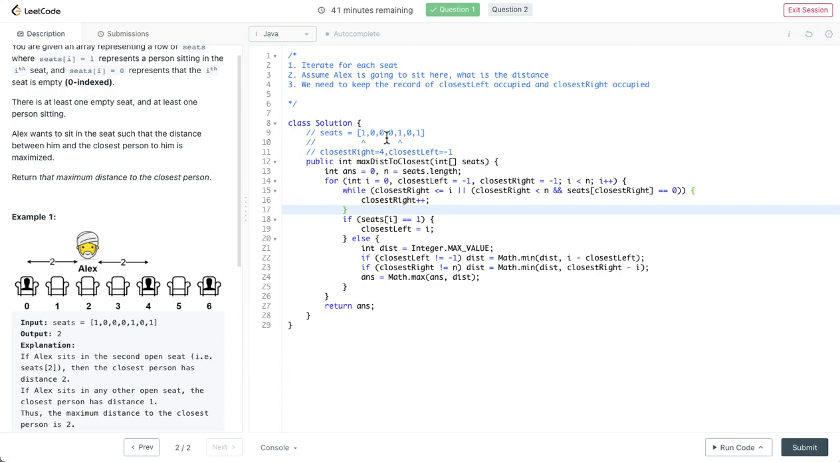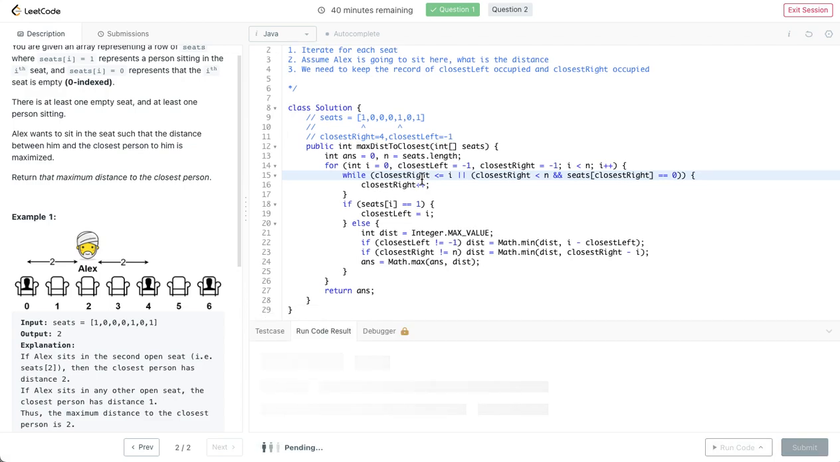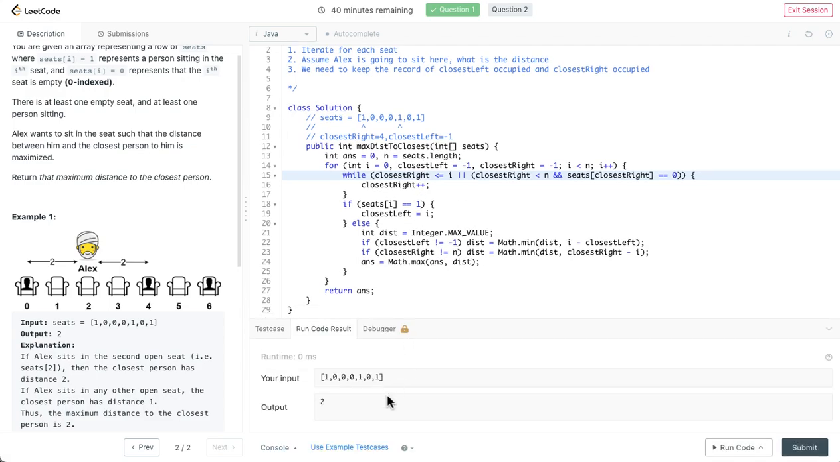So the time complexity is going to be, although it seems like it's doing a nested for loop here, however, this one is actually two-pointer. So this closest right, which increments on its own, is nothing related to this increment loop. So it's more like n plus n. That's why it is not n squared. Hope that makes sense.